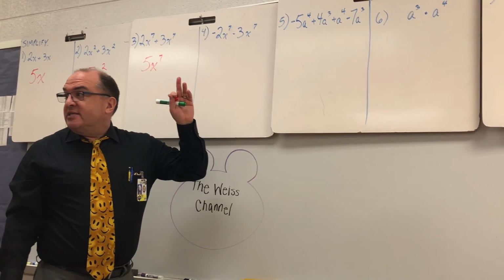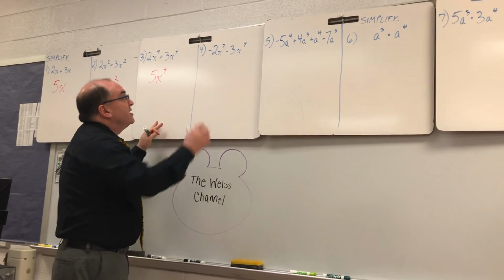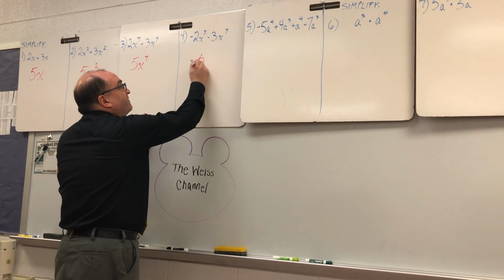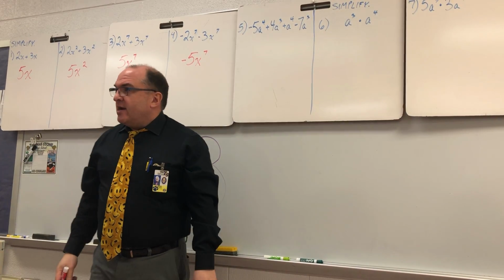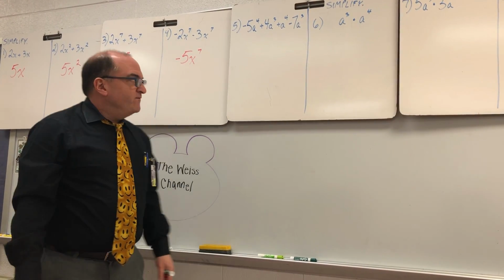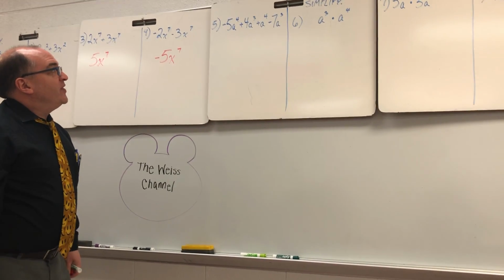Negative 2x to the 7th minus 3x to the 7th is negative 5x to the 7th, right? We're all good there, no problem, right? Fabulous. Now, what about this?